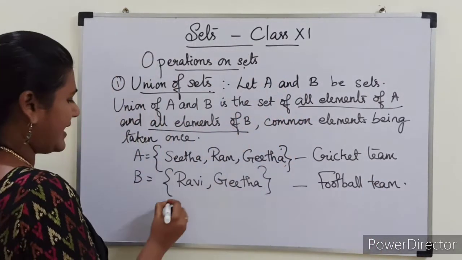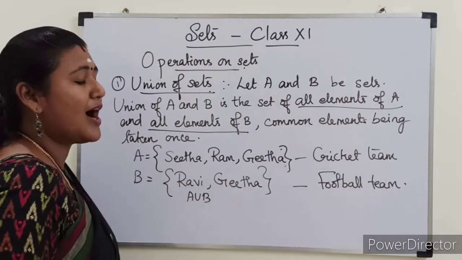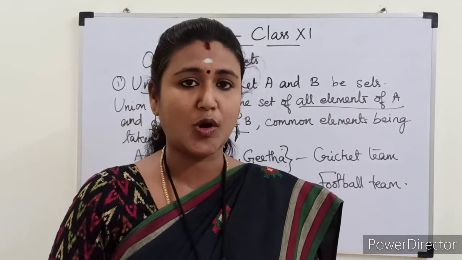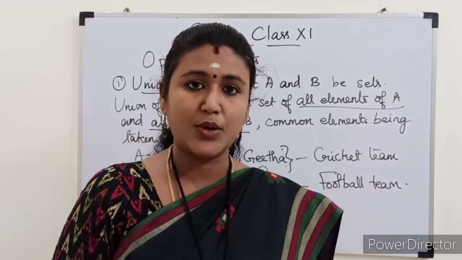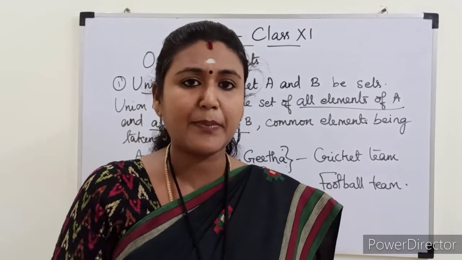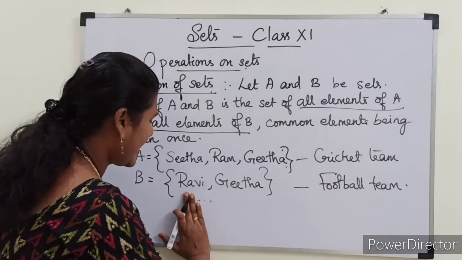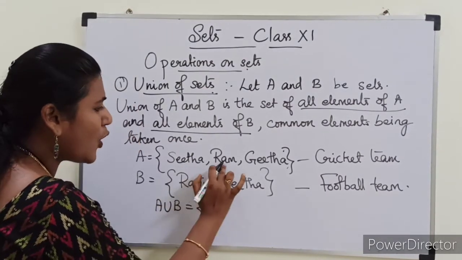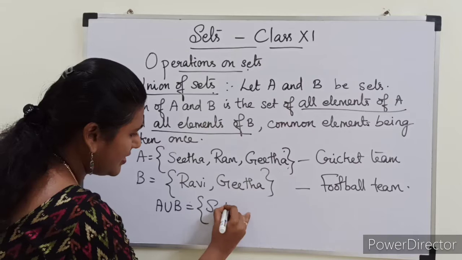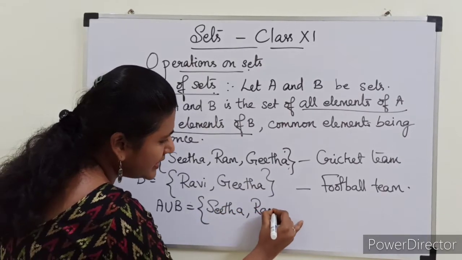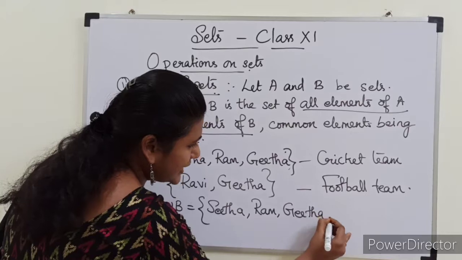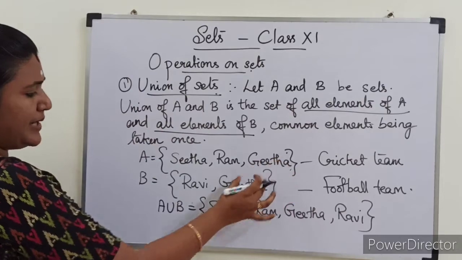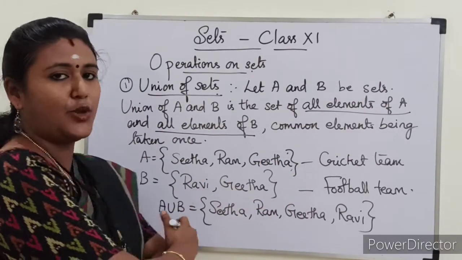Then you have to find A union B and you have to interpret. This is a similar type of question we have in the NCERT textbook also. So first we will find out the union, then we will see what the interpretation is. So first we will find the union of these two sets. A union B is equal to the set of all elements of A: Sita, Ram, Geeta, and the elements of B, that is Ravi, and Geeta we need not repeat because Geeta is already there. So this is A union B.